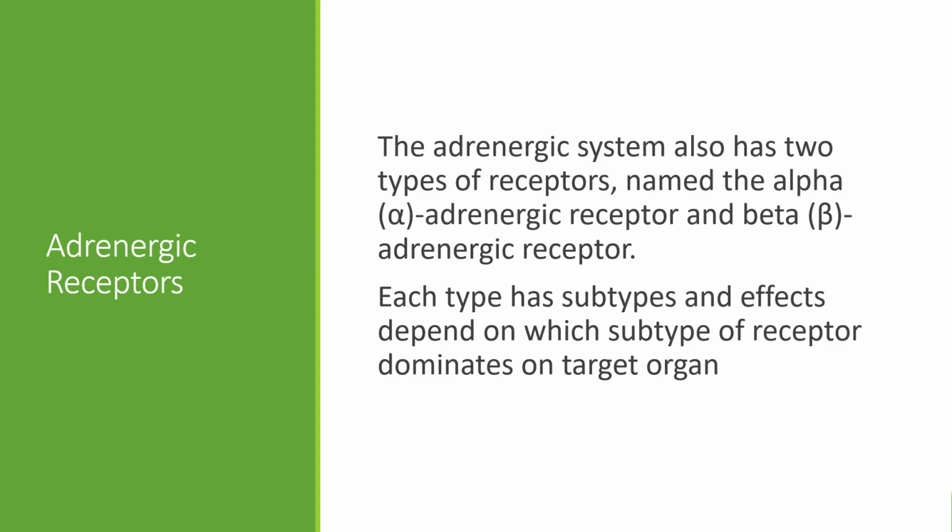With our adrenergic receptors, this has two types of receptors as well. They are named the alpha adrenergic receptor and the beta adrenergic receptor. And each type has subtypes, and the effects depend on which subtype of receptor dominates on that target organ. So it's not as clear cut as it was with our muscles.